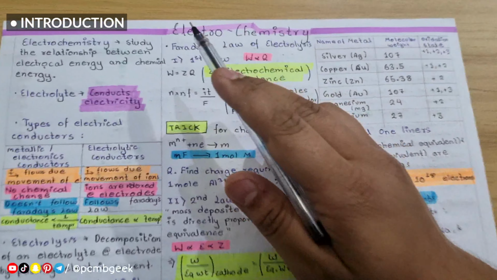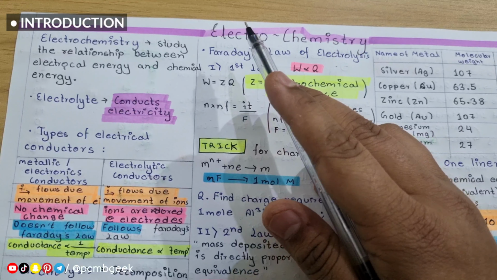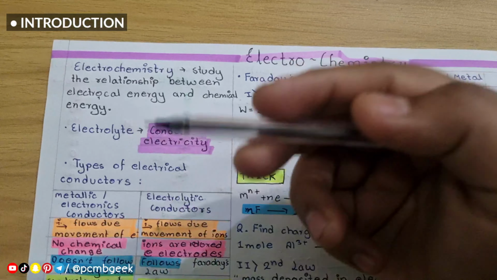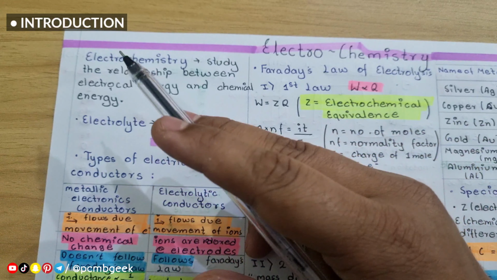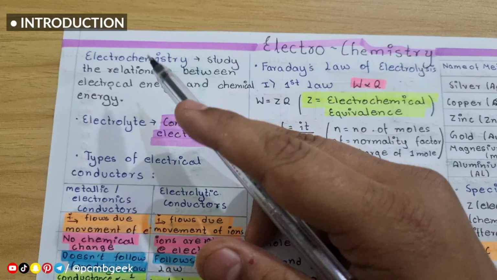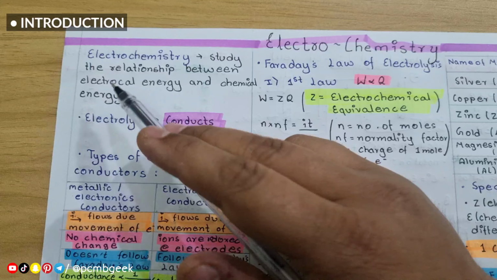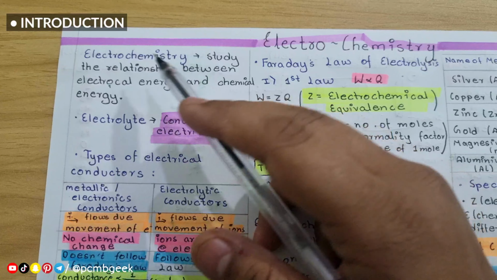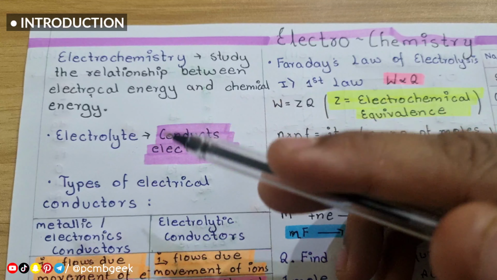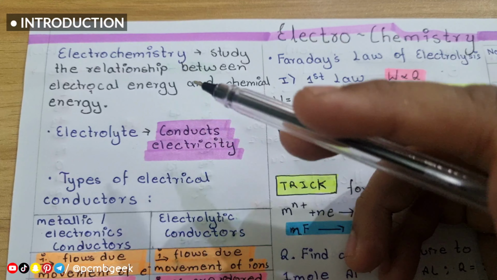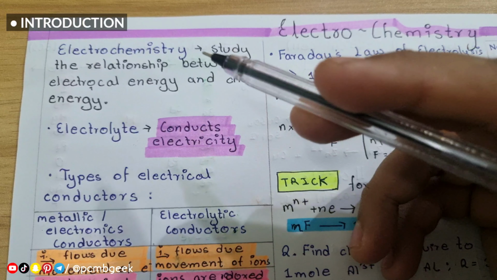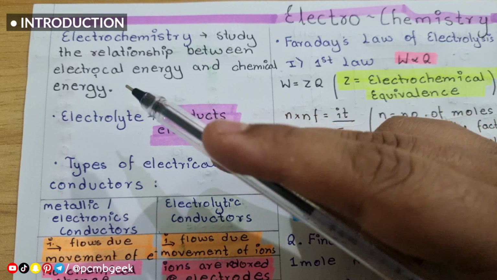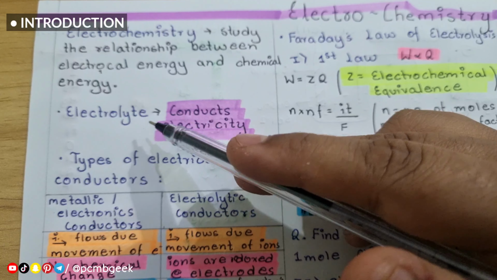This is our next chapter of physical chemistry, that is electrochemistry. What does electrochemistry mean? The branch of science that deals with the study of electrical energy and chemical energy is said to be electrochemistry. It has many applications in electrolysis, energy producing cells, etc. Now basically understand about electrolyte.